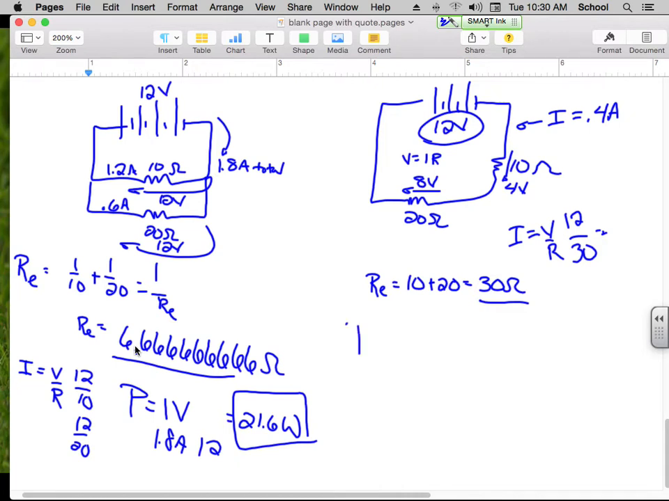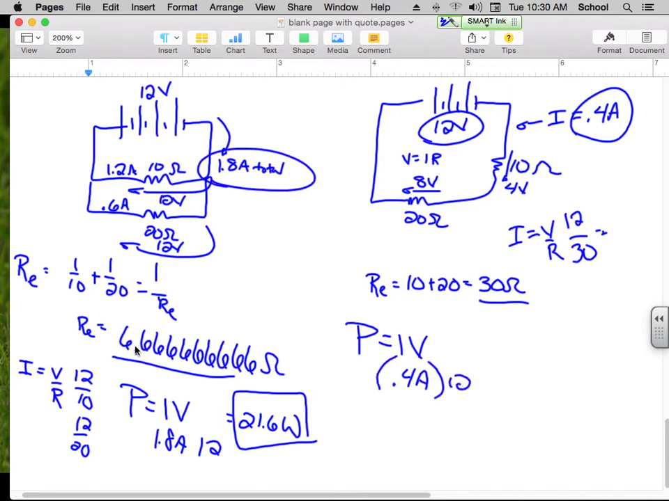And again, the power is going to be IV. So this time the total current is only 0.4 amps. Last time we had 1.8, so we were pulling a lot more current with that same voltage of 12 volts. So 0.4 times 12 gives you only 4.8 watts. So you're going to spend less money on the right one. The left one's going to be a lot brighter. See, 21 versus 4. That's a substantial difference.